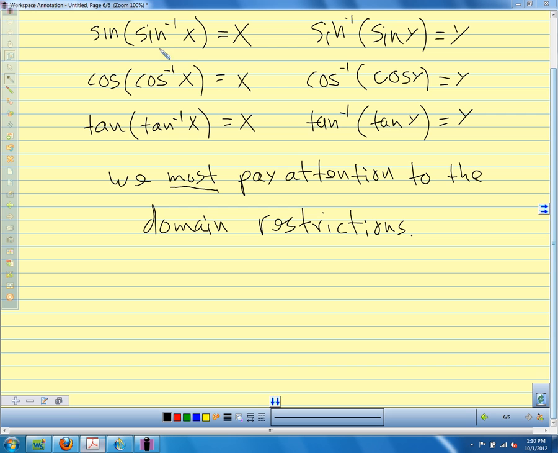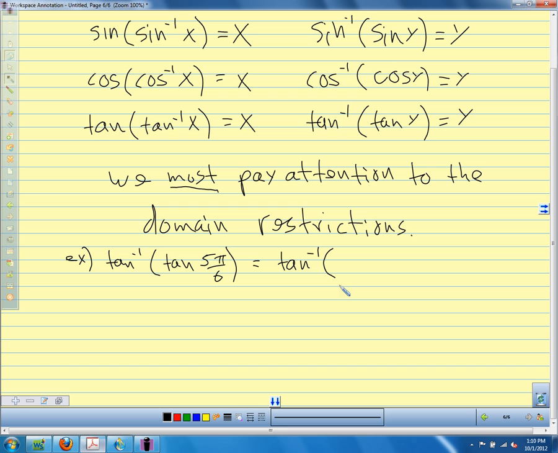So what we're saying is that the function and the inverse function undo each other as long as we're in those domain restrictions. Remember, we restricted the domain of the inverse sine, inverse cosine, and inverse tangent. So if we had something like the inverse tangent of the tangent of 5 pi over 6, let's do this inside out.